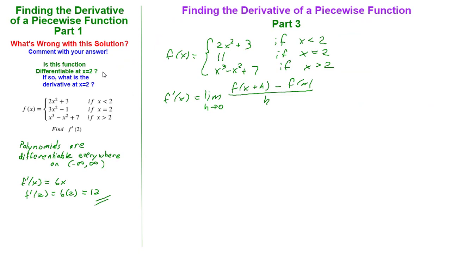So if we want to determine if this piecewise function is differentiable at x equals 2 or not, we need to check that this is continuous at x equals 2, as well as that the derivative from the left and the derivative from the right are equal to each other, that is, the limit as h approaches 0 from the left and the limit as h approaches 0 from the right are equal. But we can just look at finding the derivatives from the left and the right, making sure that they are equal to each other. But again, we do need to check for both things.